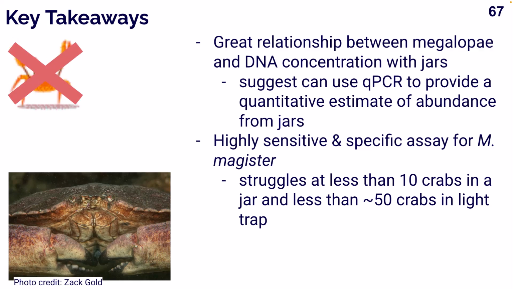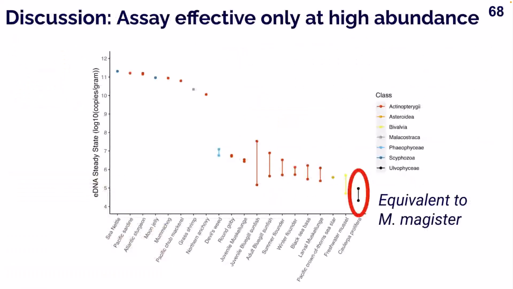And we believe this is due to the fact that Dungeness crab simply just does not shed a lot of DNA. In a study that compared the DNA released in copies per gram of specimen, we found that Dungeness crab is basically aligning with the lowest amount of DNA shed per organism that has been measured. And we're also seeing similar struggles in other studies.